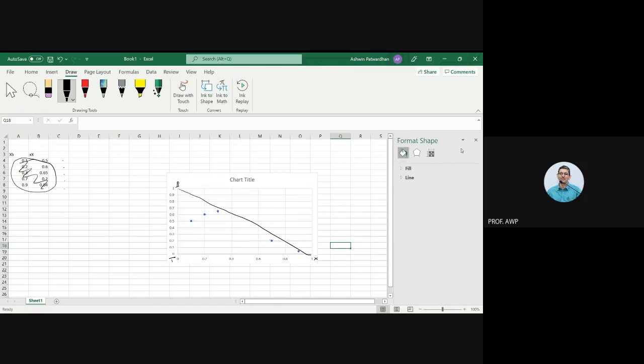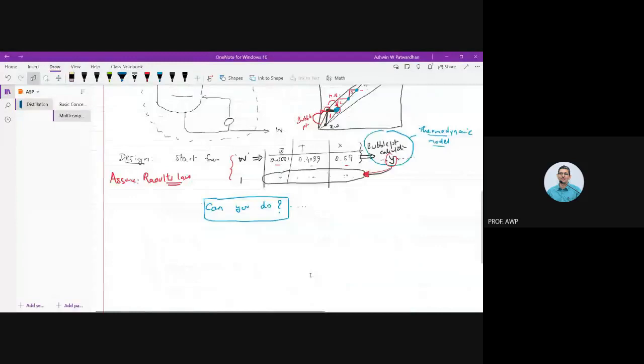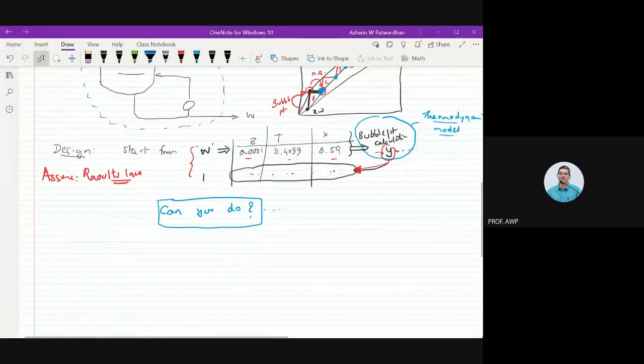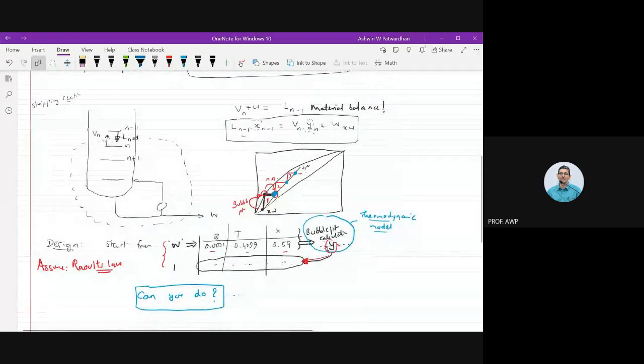Do you agree? Do you disagree? Okay. So do the calculations and plot. Do you want to plot now, or do you think you can plot as homework?